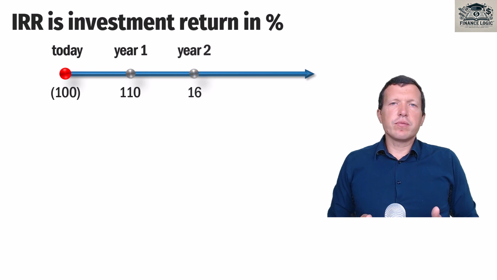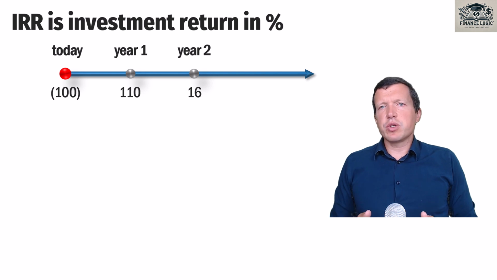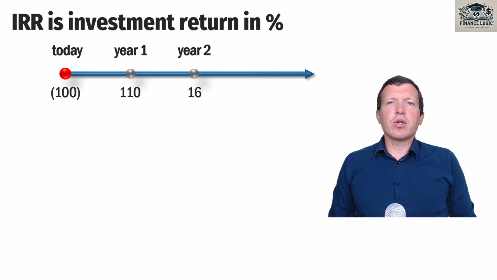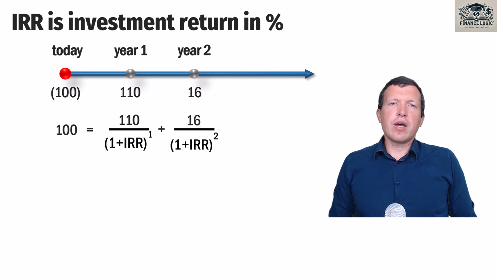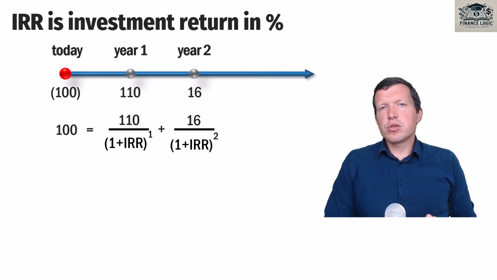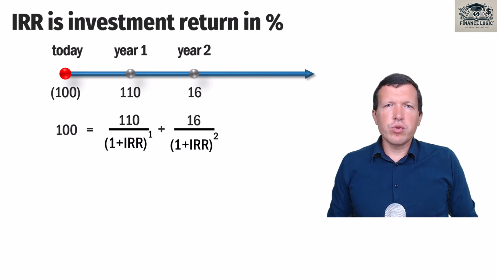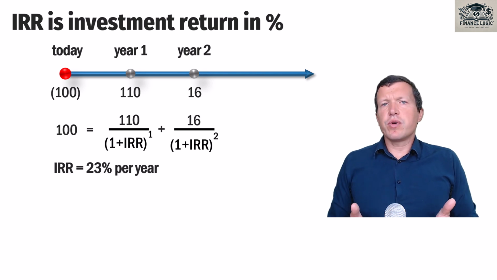If we have a more sophisticated project, if it lasts 2 years, and in year number 2 we expect to receive a benefit of 16, in this case we cannot estimate IRR in our mind very fast because we have to solve the following equation. We need to estimate the rate that makes today's money equal to discounted future benefits. In this example, IRR is almost 23%.